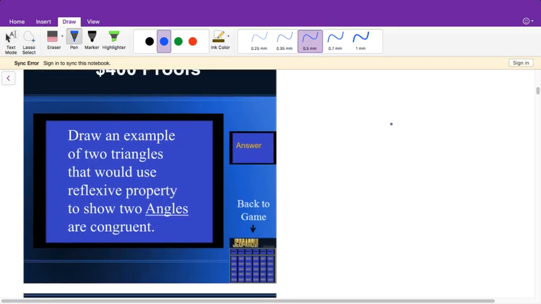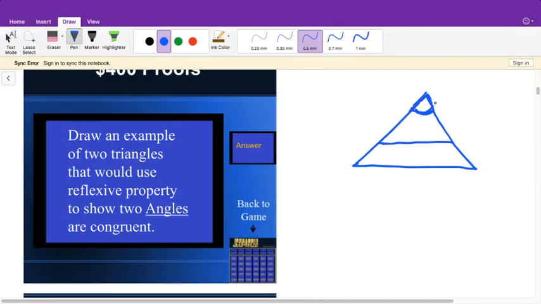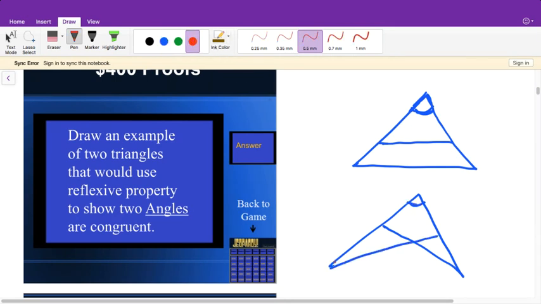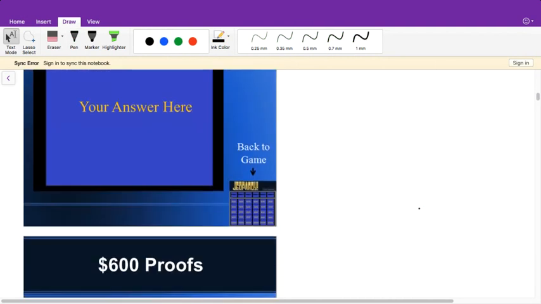Draw an example of two triangles that would use reflexive property to show that two angles are congruent. Well, here, if I draw a triangle and then another triangle within it, this is reflexive property because they both have this top angle. Another one that we've done is here, both triangles, this red triangle and this green triangle, both have this upper angle. So this angle is reflexive in both triangles.